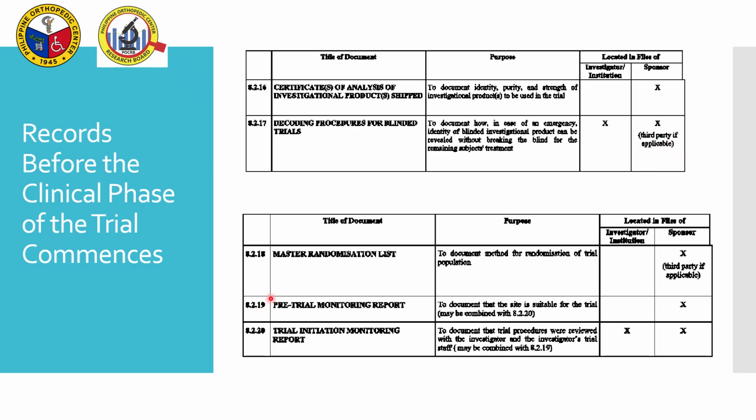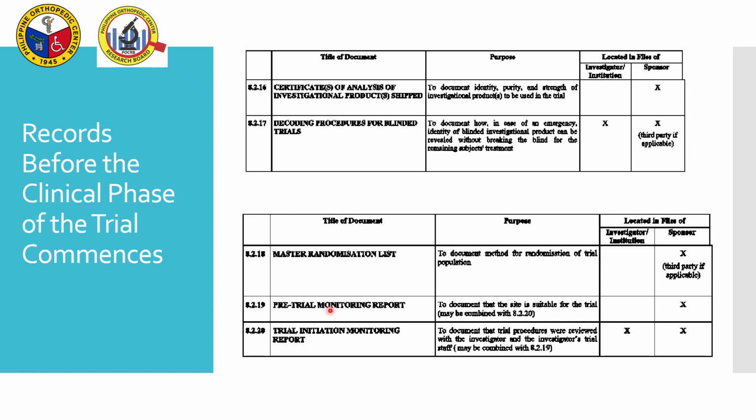Let's proceed with the master randomization list. This list documents the method used to randomize the trial population. To maintain the integrity of the study, this is kept strictly with the sponsor or a third party. It is not kept by the investigator during the trial to prevent bias.